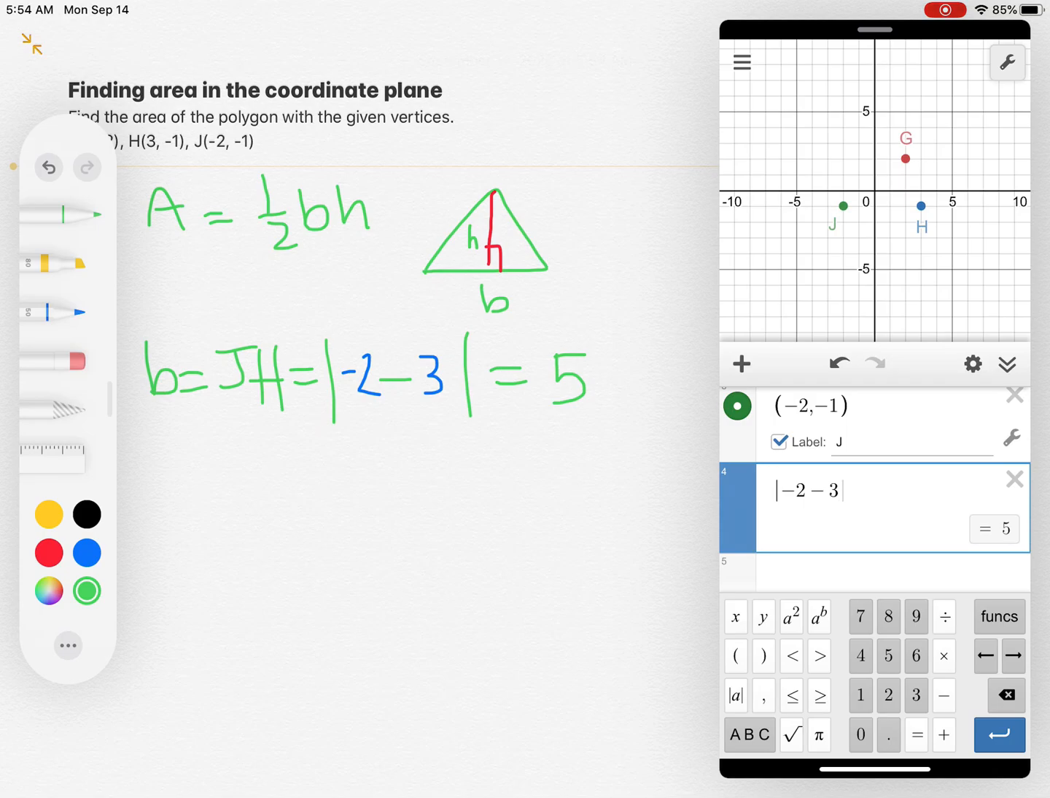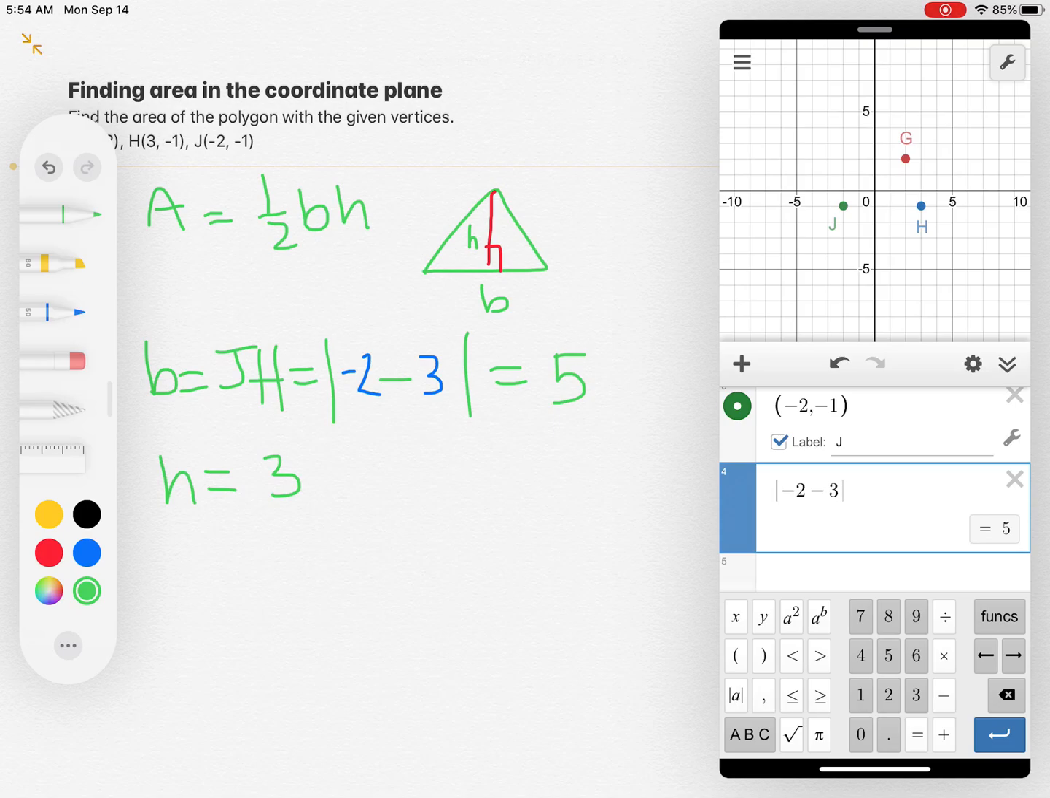You could have also looked carefully at your graph and counted the units between J and H. It would be 5 units that way too. Now perpendicular to that is going to be the distance from H up to G, okay, vertically. So let's just count the units there. And so to go from H to G, I'm going up 1, 2, 3. So my H is going to be 3.